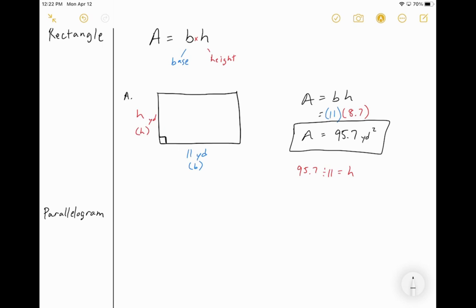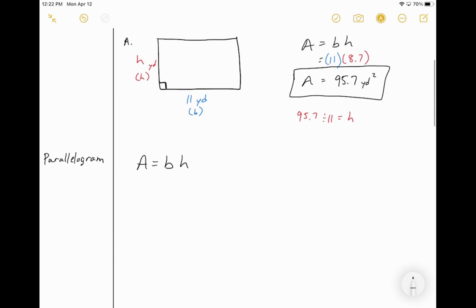So the formula for the area of a parallelogram is simple. Area is equal to base times height. Exact same as the rectangle. Now, with a parallelogram, though, things get a little bit tricky. So let's try one here so you guys can see.